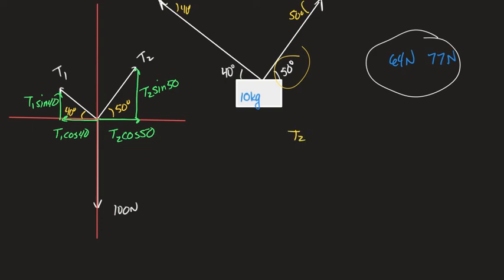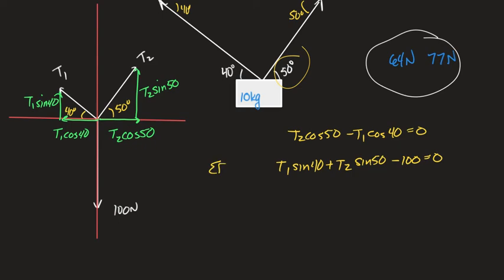So T2 cosine 50 minus T1 cosine 40 has to equal 0. And then I've got 2 forces upwards and 1 force downwards. So T1 sine 40 plus T2 sine 50 minus 100 has to equal 0. This is net force in the y direction. This is net force in the x direction, which both equal 0.